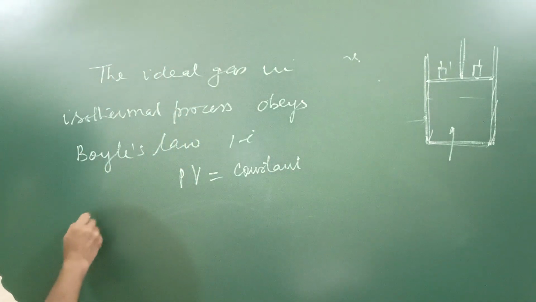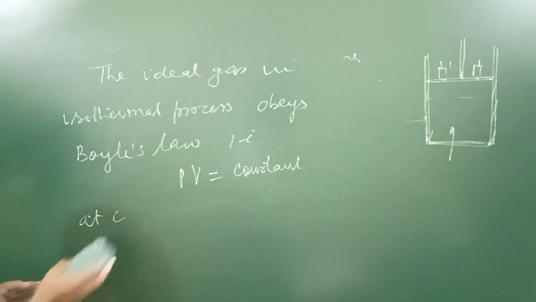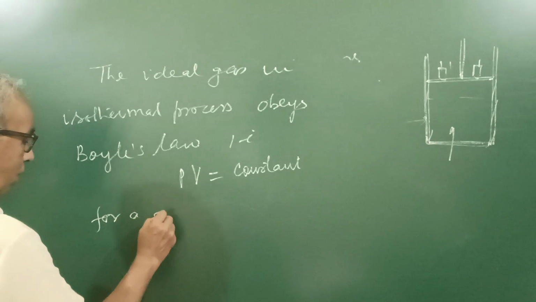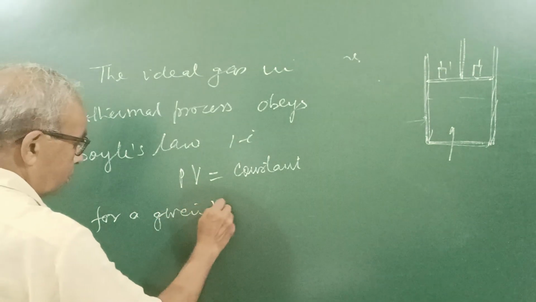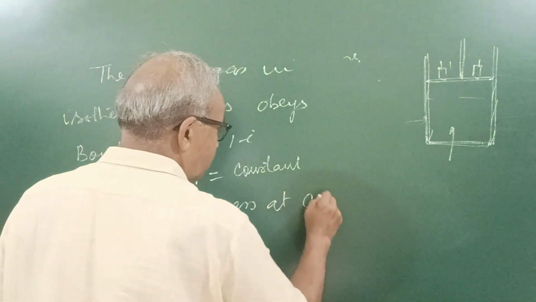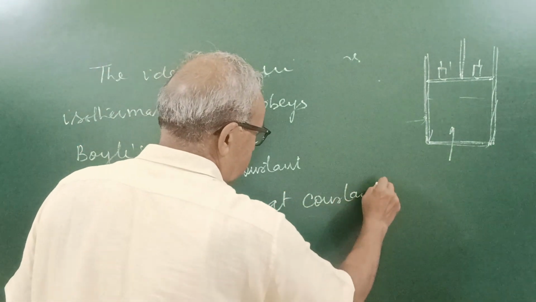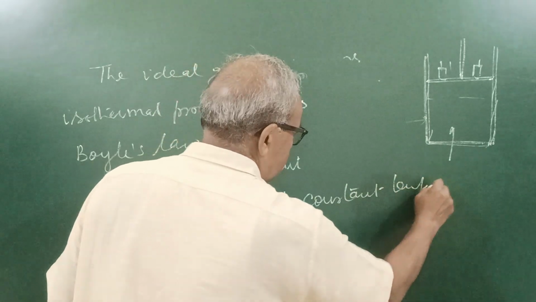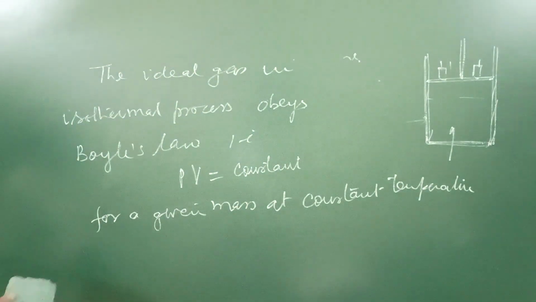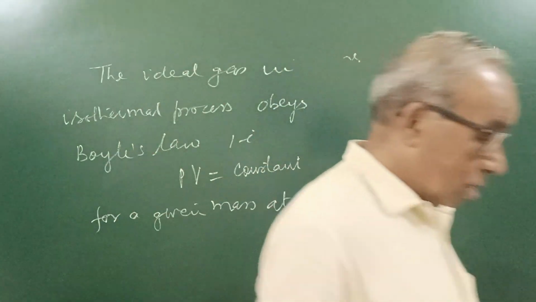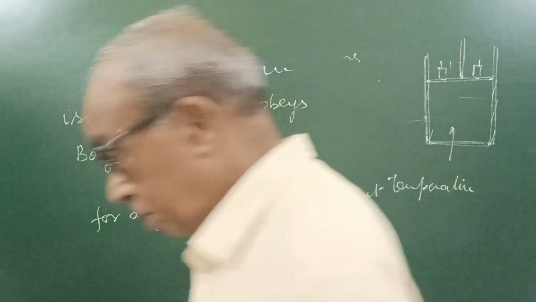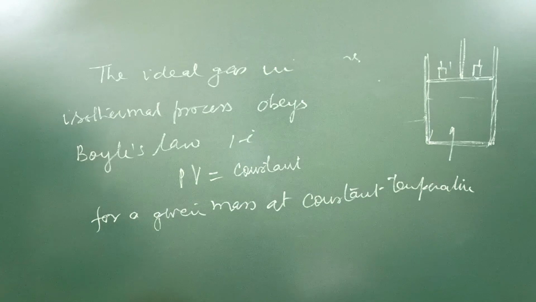What is the condition? At constant temperature, given mass of gas, P into V will remain constant, P pressure, V volume. So this is something about isothermal process.